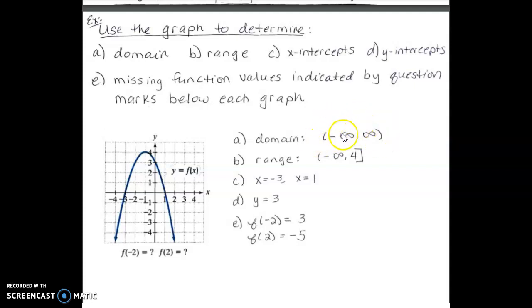Parentheses on the ends because infinity is not a stopping point. We only put a bracket on the end if we're stopping at a given value. Okay, range we treat the same way, looking for a set of real numbers that we'll have to state using interval notation. Remember, range are y values.